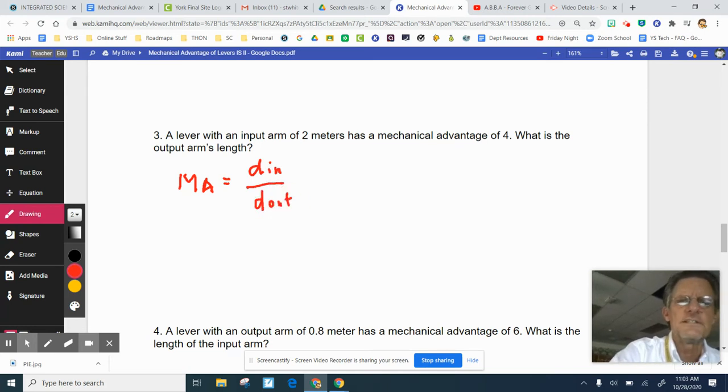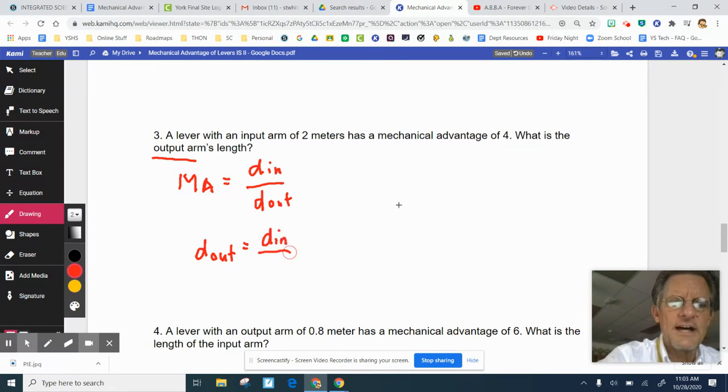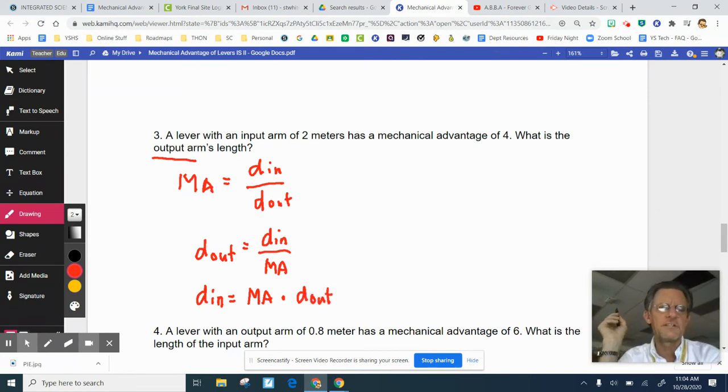We can rearrange these variables a little bit. Notice in this case, we're asking to solve for the output arm. That's your d out. So in this case, let me give you a couple equations. d out will be equal to the length of the input arm divided by the mechanical advantage. And if you were asked to solve for distance in, that's going to be the mechanical advantage times the distance out. So these are just the same equation where we've rearranged the variables.